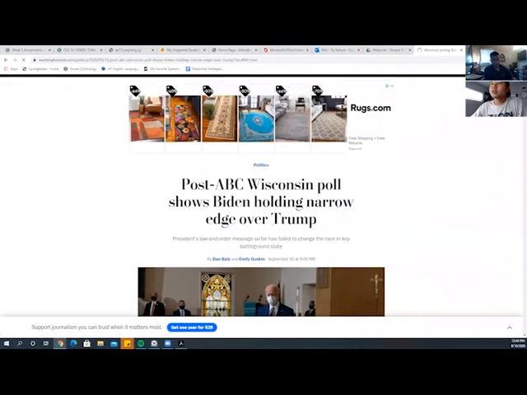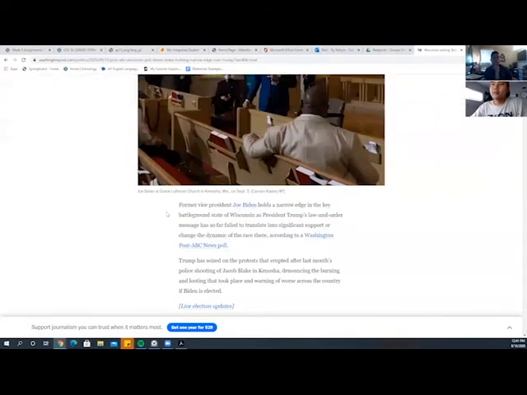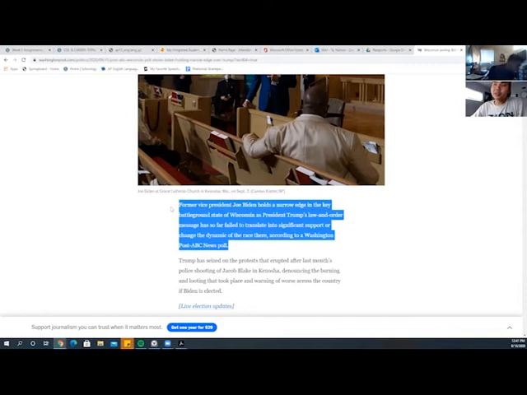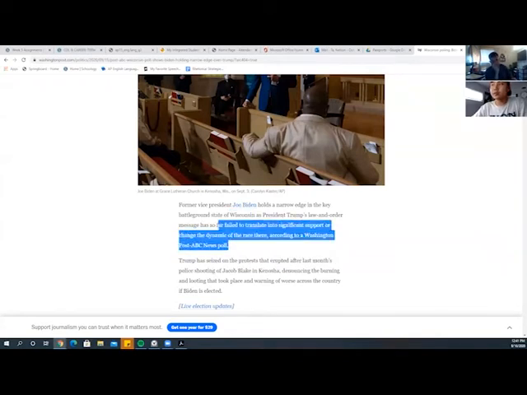okay. Wisconsin poll shows Biden narrowing. All right, so the first sentence, this is the lead here. Former Vice President Joe Biden holds a narrow edge in the key battleground state of Wisconsin, as President Trump's law and order message has so far failed to translate into significant support over the change of dynamic of the race. So in this very first sentence, the lead, we understand what the article is about. We know the who, Joe Biden. We know the what. He has a narrow edge against President Trump. We know the where, which is in the state of Wisconsin, and we know the why slightly, right?